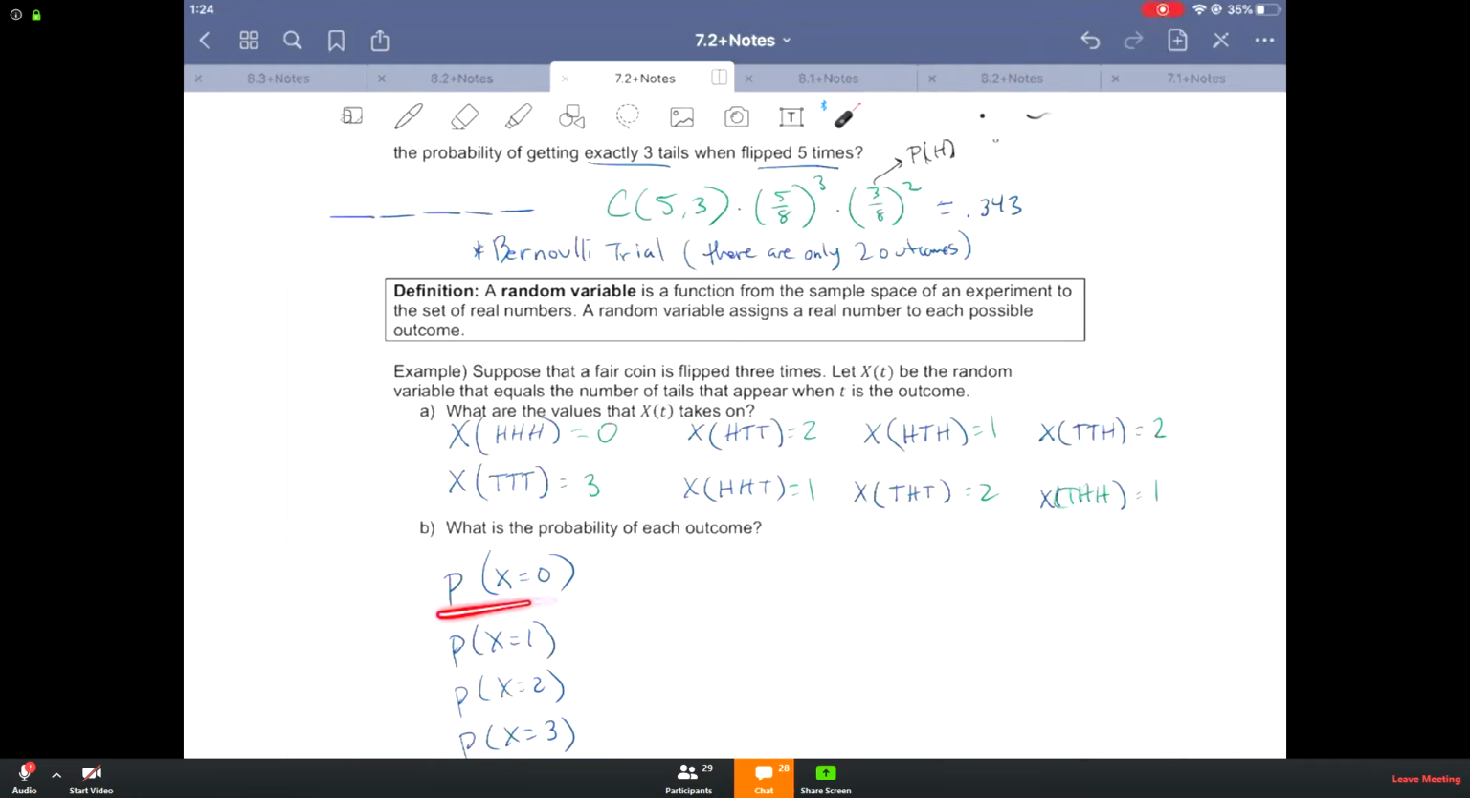For the 0 case, only 1 time out of 8 did we have 0 tails. This is saying 1 tail. I got 1, 2, 3, so 3 out of 8. 2 tails, I got 1, 2, 3, so that's 3/8. If you think about it, all these probabilities should add up to 1. I got 3/8 plus 3/8, that's 6/8, plus 1/8 is 7/8. So this one better be 1/8, otherwise something's wrong. 3 tails happened once, so 1 out of 8.